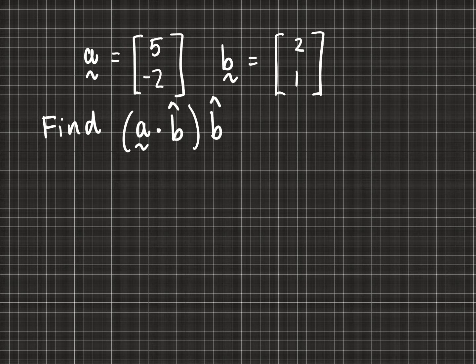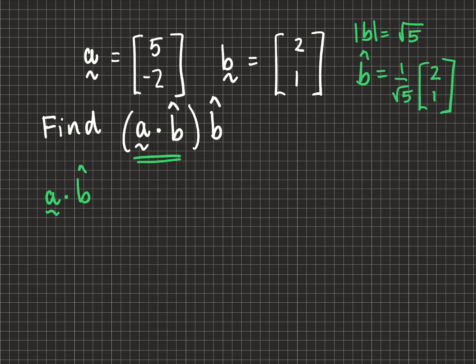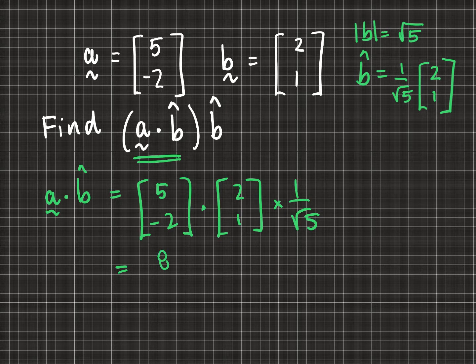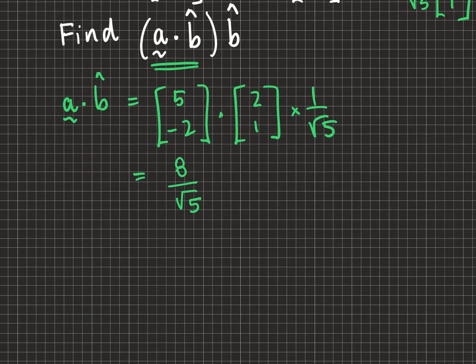Okay, another one. Work this one out really carefully. Press pause on the video. Okay, following my working, looking at this bit here, a dot b hat, and I've worked out what b hat is. It's going to be (5, -2) dot (2, 1), and then we're timesing that by 1 over root 5. That equals 10 minus 2 is 8 over root 5. Now the next bit we're after is 8 over root 5 lots of b hat, this one here.